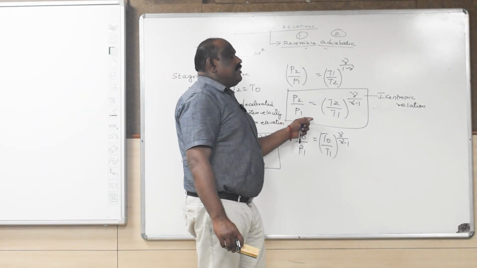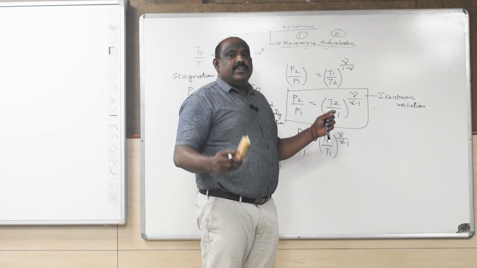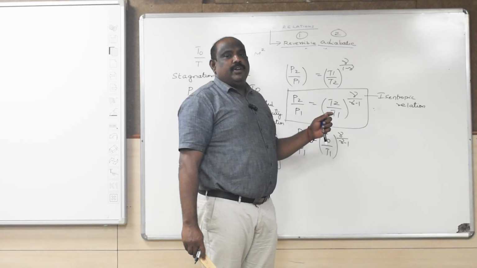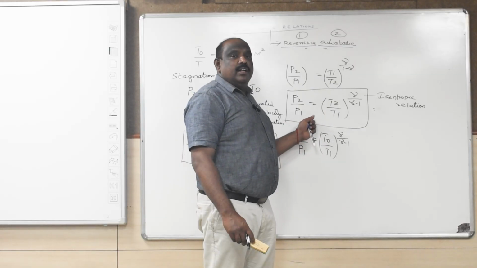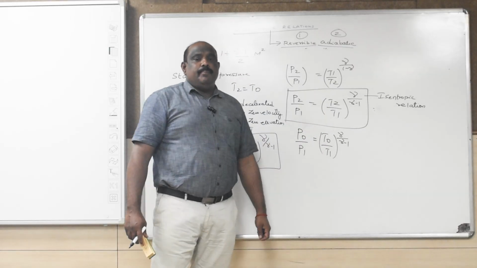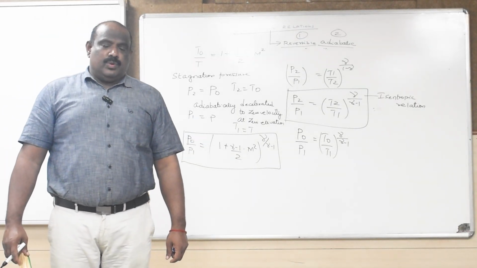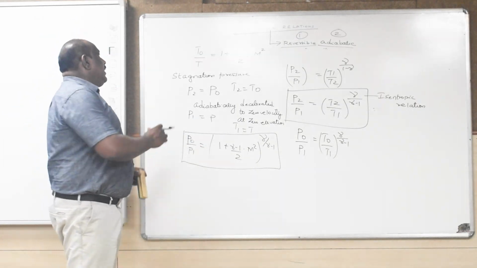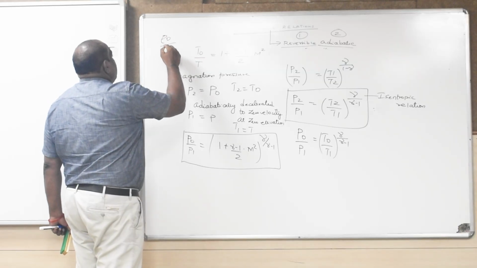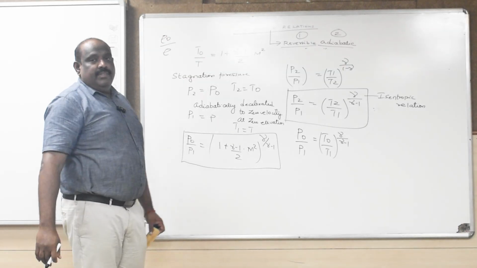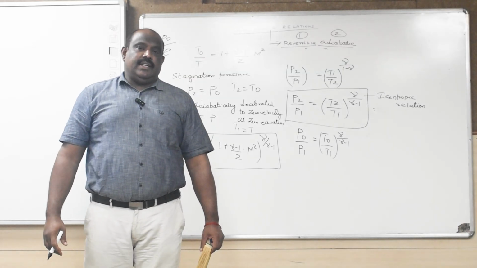So this relationship is very important. In future classes, I will always refer to, I will be using the isentropic relation. At the time, you should be able to recall this equation. What is that equation? P2 by P1 equal to T2 by T1 whole power gamma by gamma minus 1. Similarly, we can get stagnation density. Okay.